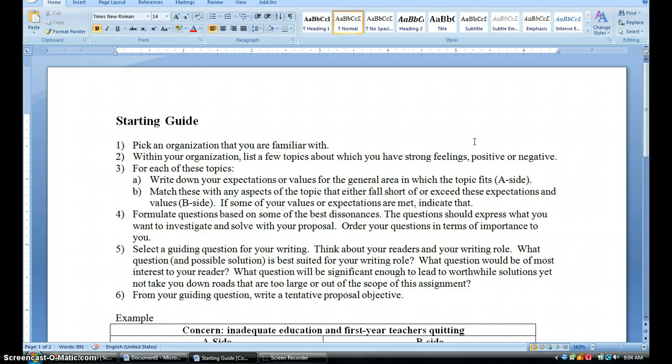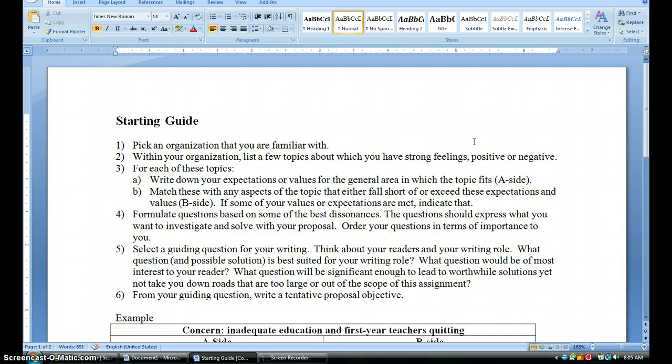And you will understand what a dissonance is when you read in the course pack that short chapter called Starting Guides and Stating Problems. The question should express what you want to investigate and solve with your proposal. Order your questions in terms of importance to you. Okay, next, after formulating questions, number 5, select a guiding question for your writing.